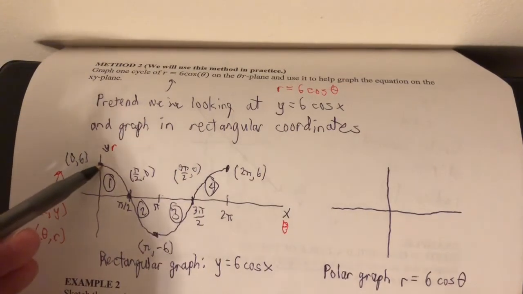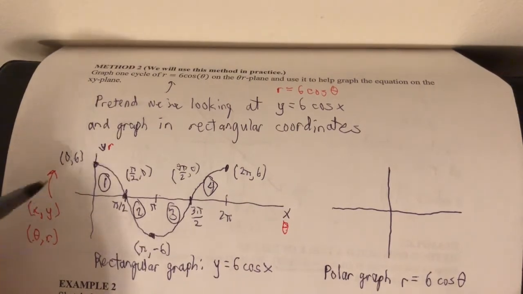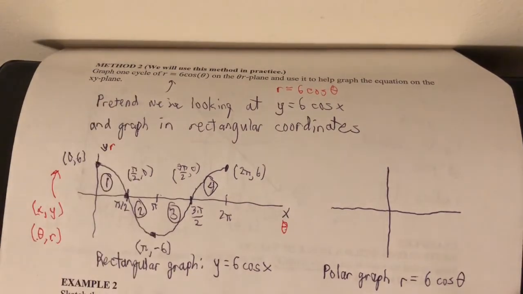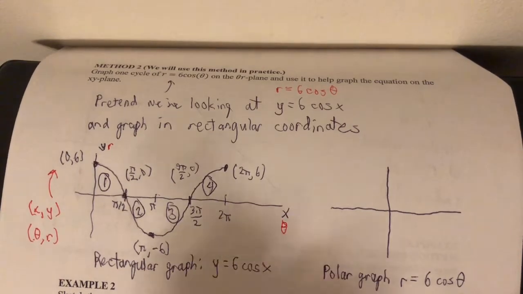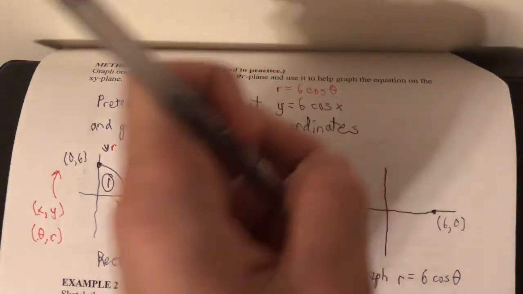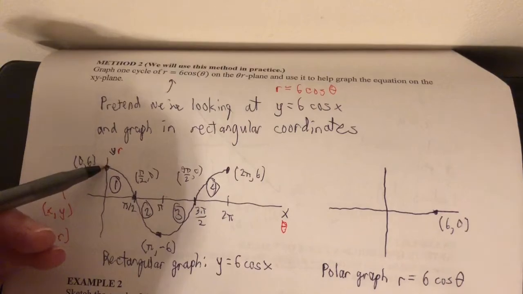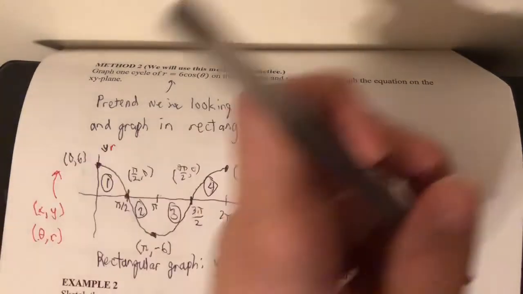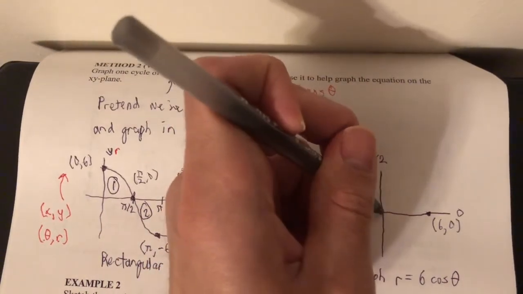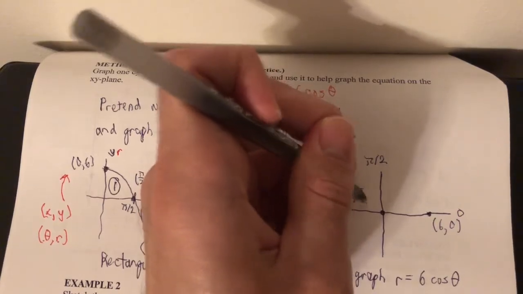So if I look from theta equals 0 to theta equals pi over 2, what's happening to my radius? Well, my radius is decreasing from 6 down to 0. Okay, and it's decreasing in a gradual way, in a continuous way. So I'm starting at the point 6 comma 0. And as time goes on, as my theta goes from 0 to pi over 2, my r is going to go from 6 down to 0. So I'm going to land at the point 0 comma pi over 2.